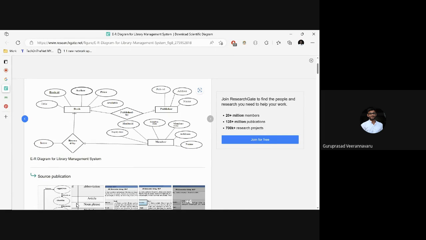Okay, so we have a book. So instead of author, they have publisher here, and then you have a member. Member borrows a book, and it is issued on some date, and book is published by a publisher. Almost similar to what we did, right?